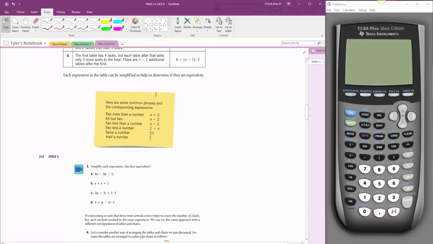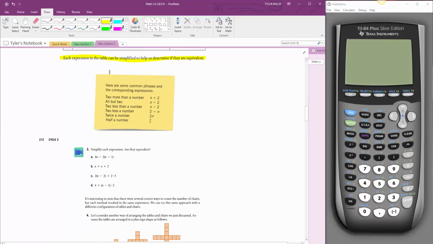So here it's just saying what I just said. It says each expression in the table can be simplified to help us determine if they're equivalent. So we can simplify them and see if they're equivalent. And remember that when things are equivalent in mathematics, they're equal to one another. 4 quarters is equivalent to $1. That's equivalence. Their amounts are equal, we can swap them with each other and they're exactly the same.